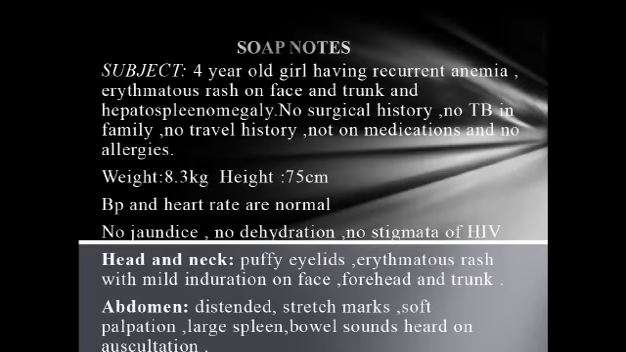Top notes. Subject: 4-year-old girl having recurrent anemia, arthritis, hepatosplenomegaly, no surgical history, no TB family history, no travel history, not on medications and no allergies. Weight 8.3 kilogram, height 75 centimeter, blood pressure and heart rate are normal, no jaundice, no dehydration, no stigmata of HIV. Head and neck: puffy eyelids, erythematous flesh with mild induration on face, forehead and tongue. Abdomen distended, stretch marks, soft, large spleen, bowel sounds heard on auscultation.